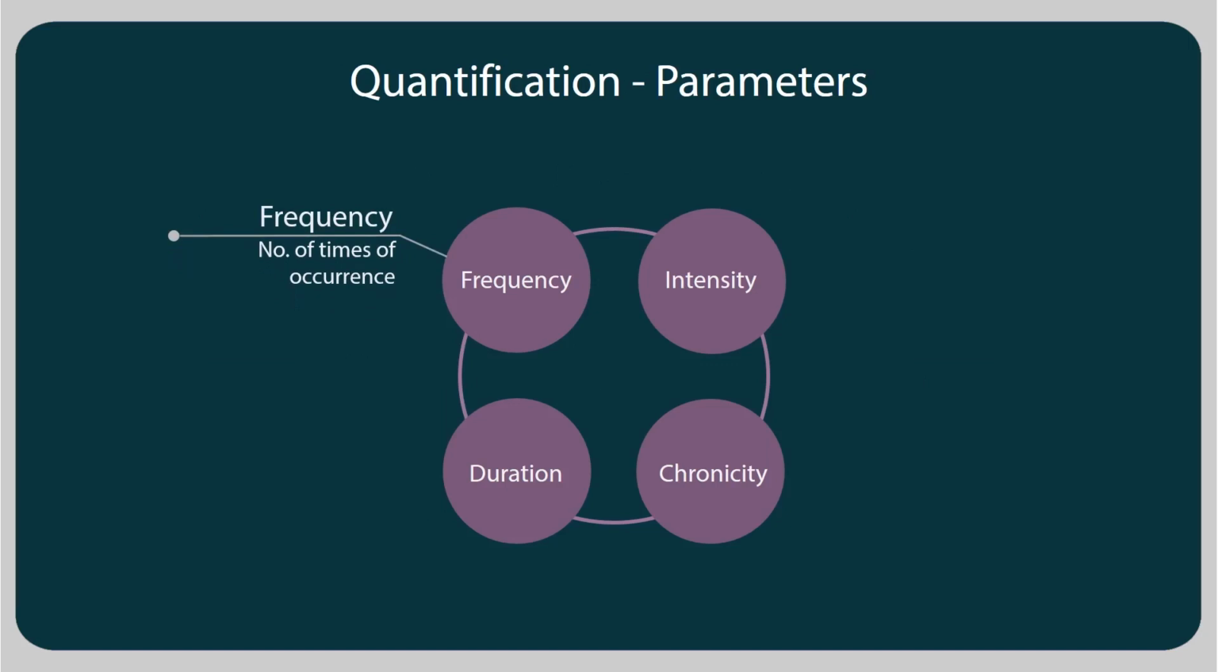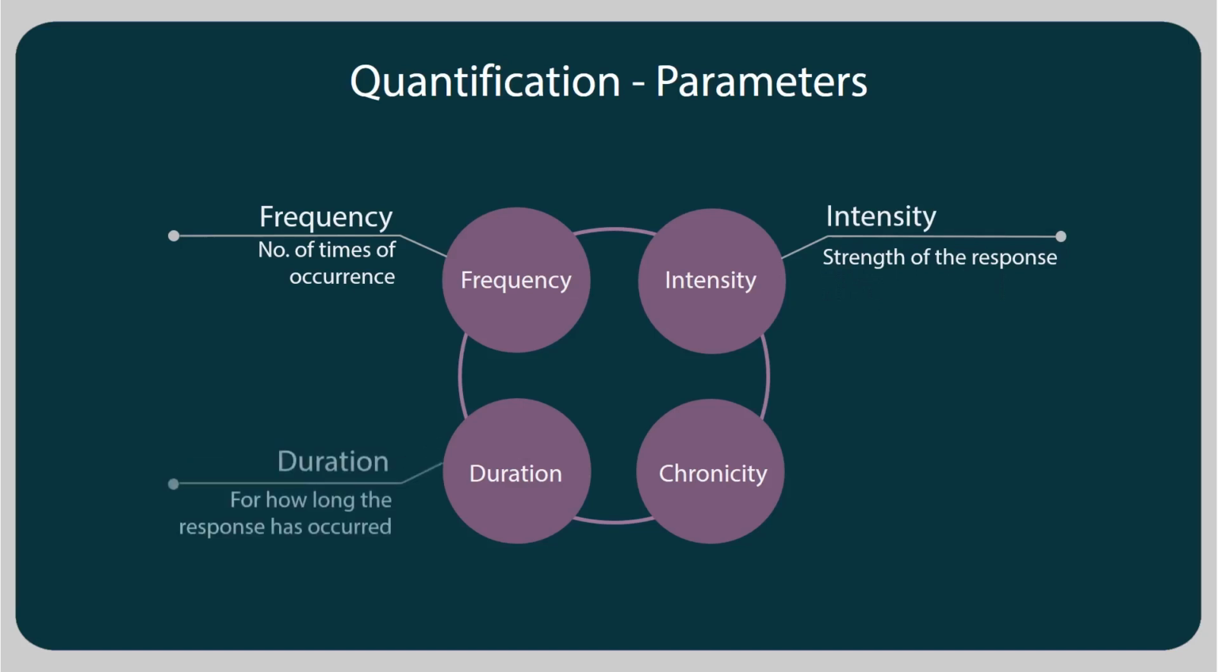So, the number of times of occurrence is what we call frequency, whereas intensity of response indicates the strength of that response. For example, whether I speak or shout. When I shout, whether it is legible, understandable by others, in fact, all these things will indicate how strong that response called speaking is. Duration, for how long that response has occurred, is what we call duration.